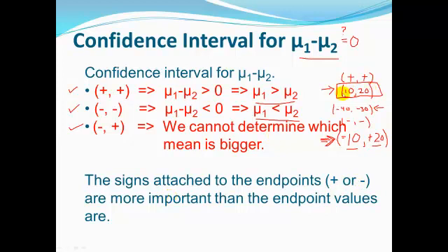Because really it doesn't matter if I said that this interval went from 10 to 20 like I had stated originally, or 0.1 to 0.2, you're still going to make the same conclusion. The fact that every value in that interval is positive indicates mu1 is bigger than mu2. The fact that every value in here is negative indicates mu1 is less than mu2. And again, we're going to be expressing that with our measure of reliability attached to it. We are 90%, 95%, 99% confident of those conclusions.